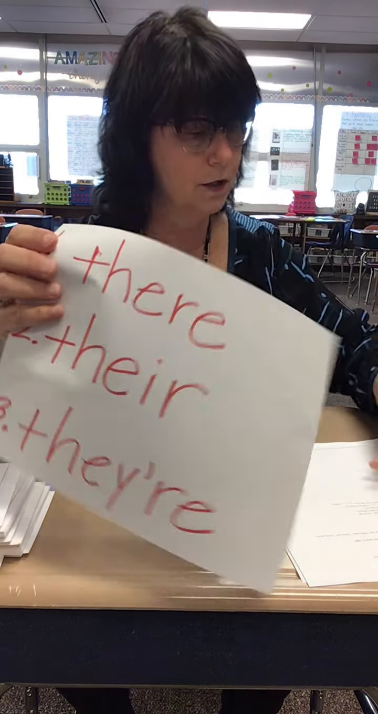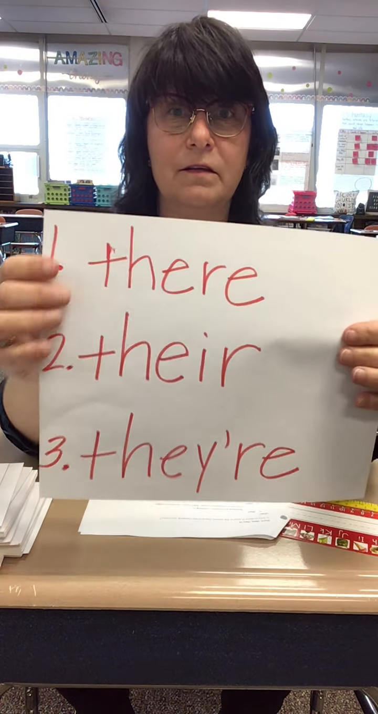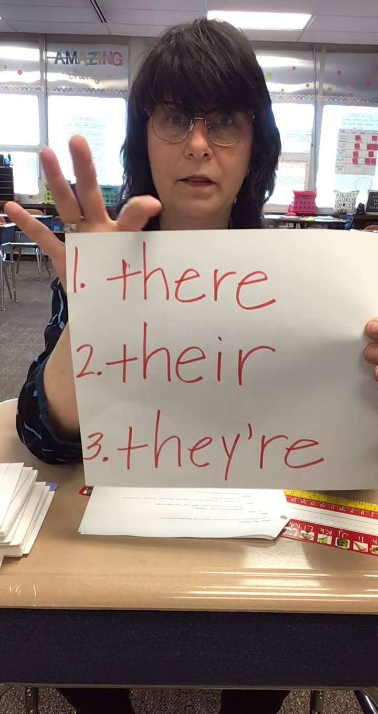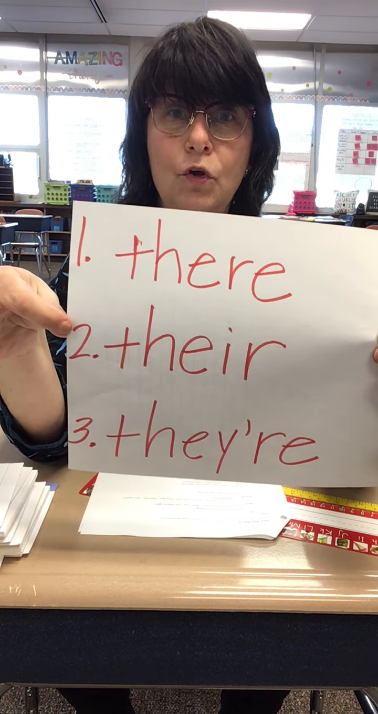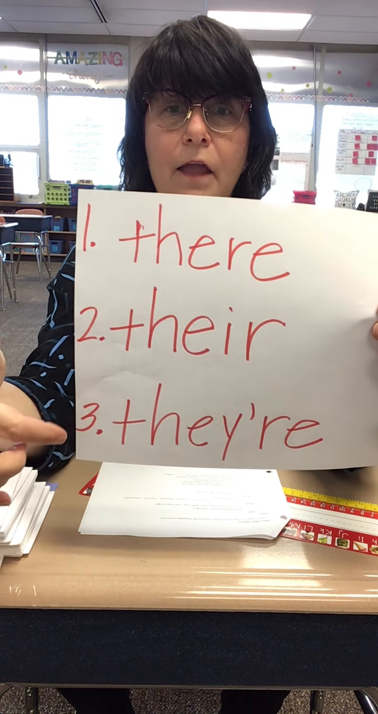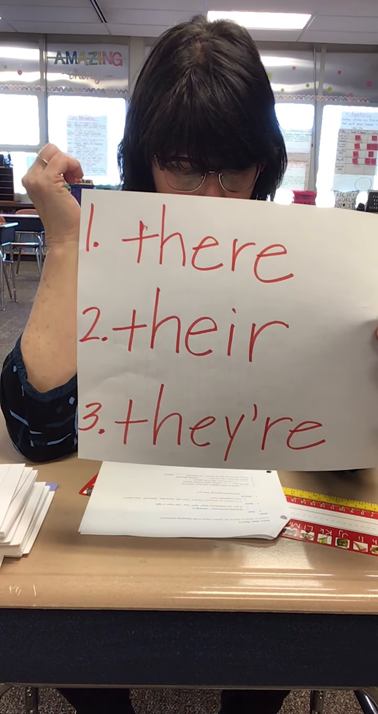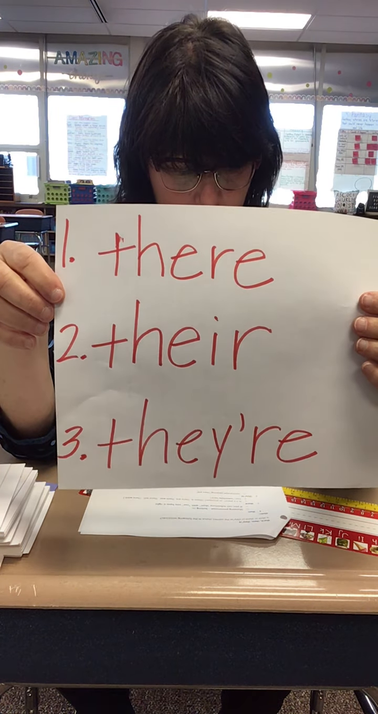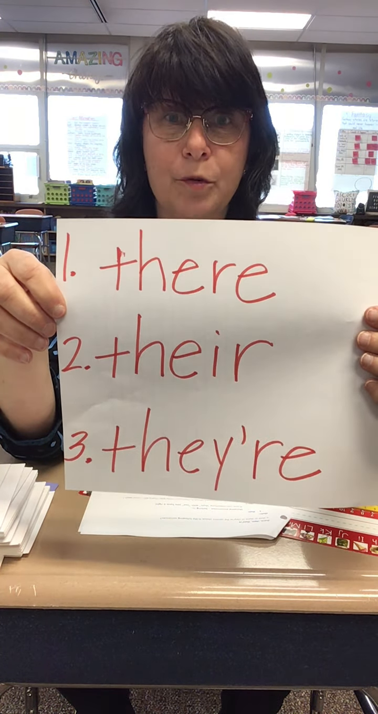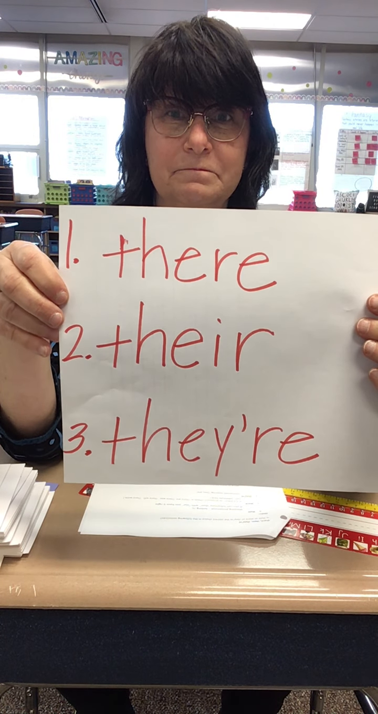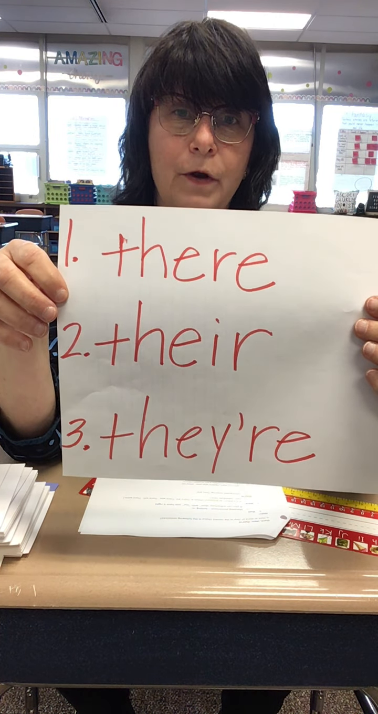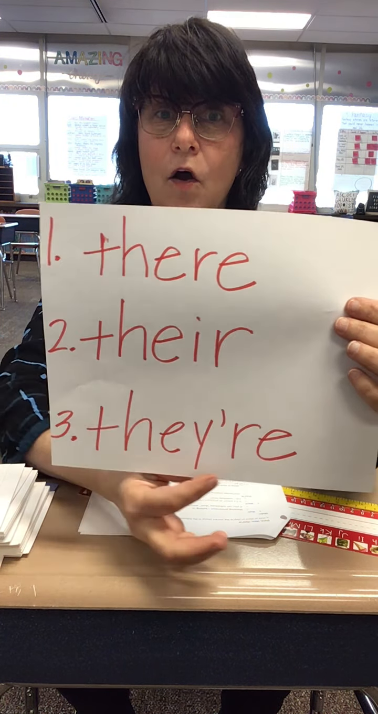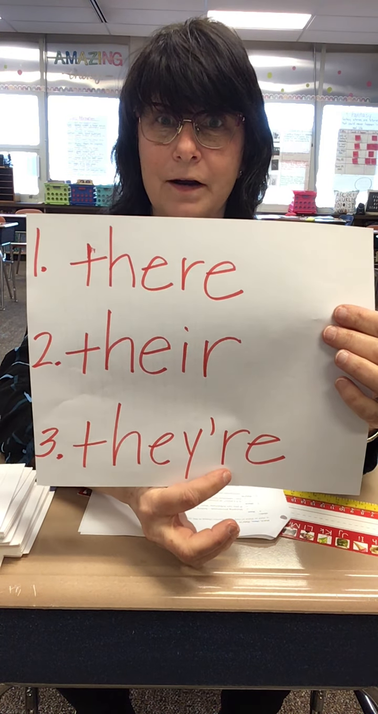Okay? So what I'm going to do now, I'm going to read you some sentences, and I want you to say one if it should be this kind of there, two if it should be this kind of there, and three if it should be this kind of there. Are you ready? Here's number one, my first sentence. They're going to learn algebra next year. What do you think? 1, 2, or 3? If you said 3, you are correct. They are going to learn algebra next year.